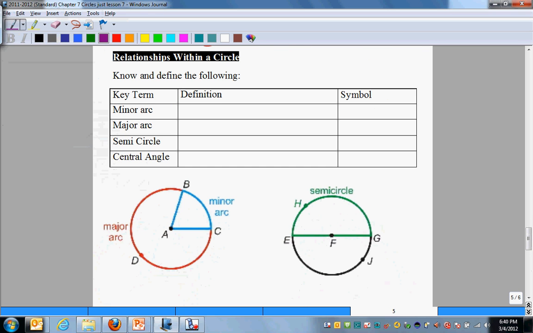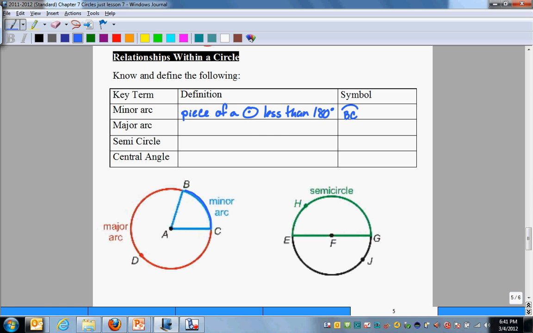And the key terms are first the minor arc. A minor arc is simply a piece of a circle less than 180 degrees. So in this case, we would say the piece of the circle here, B to C, would be considered an arc. It would be considered specifically a minor arc. So we would call it like this: BC. Notice there's only 2 letters.